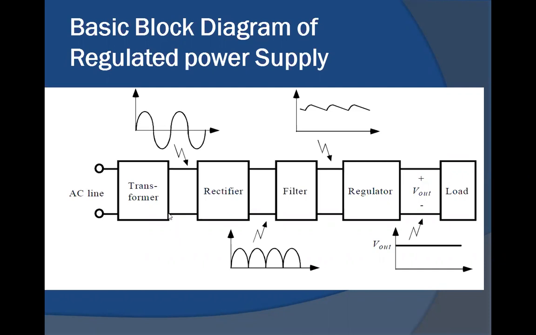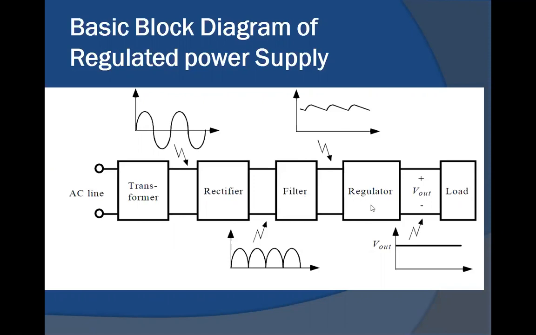or step down the voltage, and then it is given to the rectifier circuit, which will rectify it either using half wave or full wave rectifier, and then it will be filtered using the filter circuits, either capacitive or inductive filter, in which you will get the unregulated DC power supply at the filter, which will be given to the regulator.